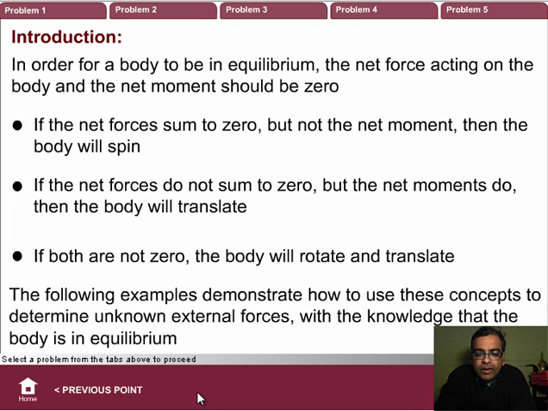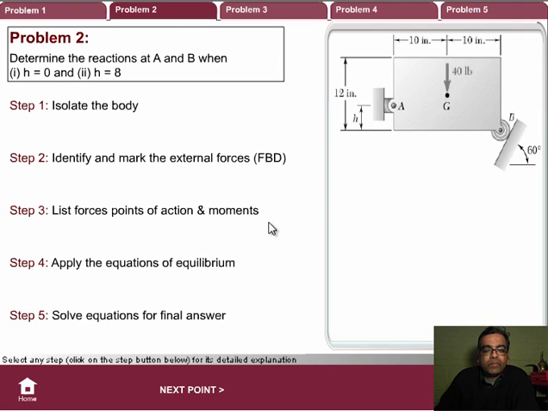So we will do some examples to show how to use this to determine unknown external forces, provided you know that the body is in equilibrium. Okay, so this is our structural evaluation process. Remember, for this you have to be able to find force vectors and moment vectors. That's why we did those things in the beginning. So let's look at an example problem, and you will see our process is pretty straightforward.